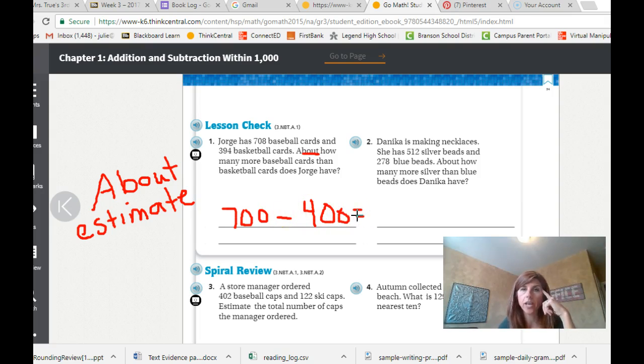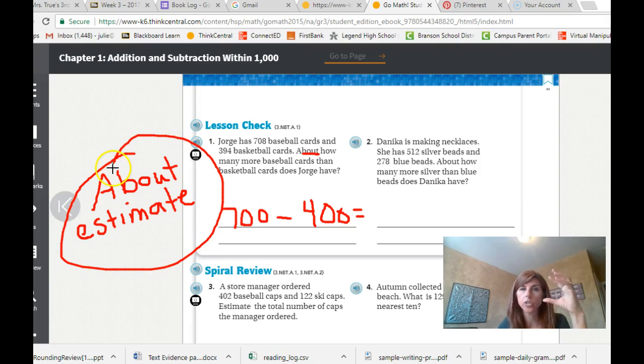I can do that in my head because that is why we estimate, okay? We estimate so we can do larger numbers or even smaller numbers mentally in our head. 700, take away 400 equals 300. We can do that really quick. So remember, round those numbers first, and then you can do your operation, which is subtraction.